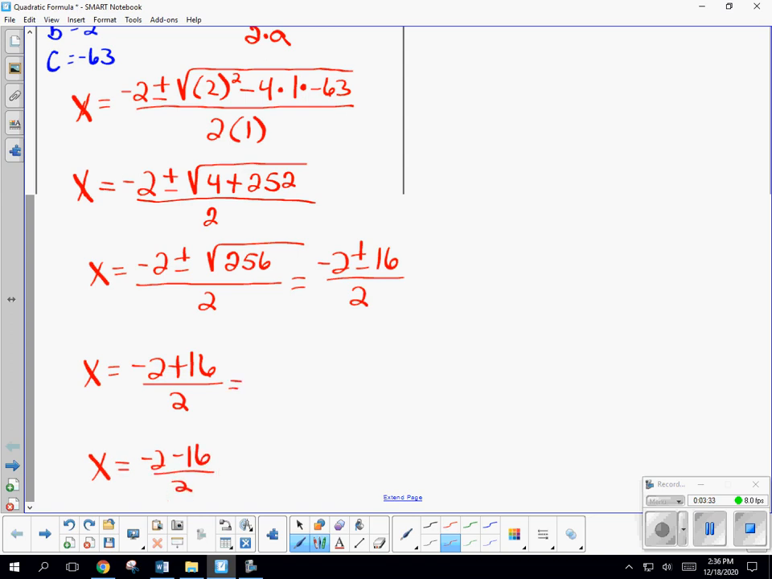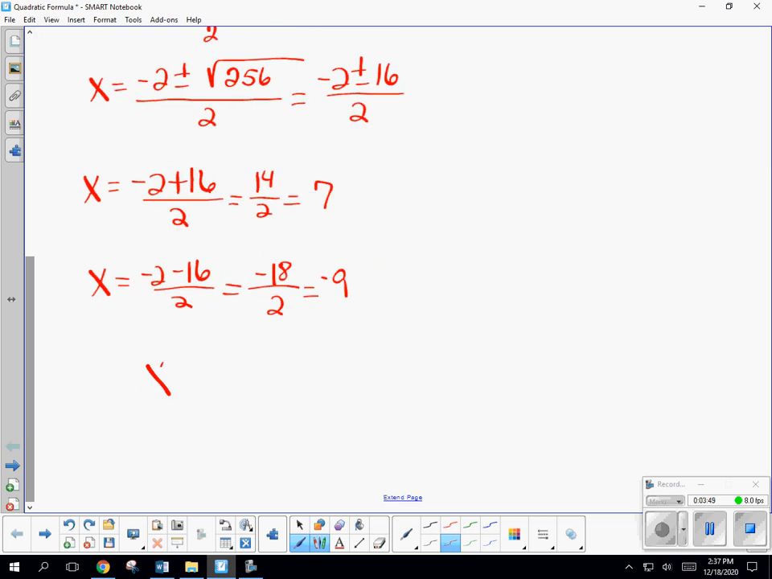Negative 2 plus 16 is 14, and 14 divided by 2 is 7. Negative 2 minus 16 is negative 18, and negative 18 divided by 2 is negative 9. So my solution to this quadratic is x equals negative 9 and 7. And again, remember our solutions are where it crosses the x-axis, also called roots.